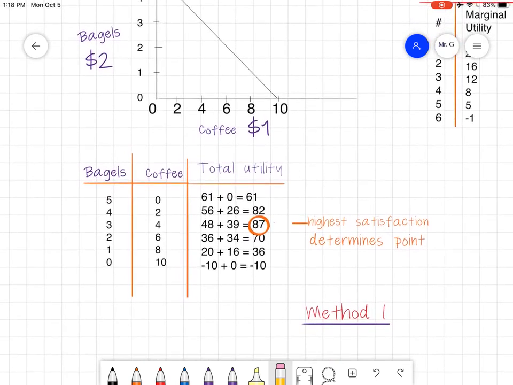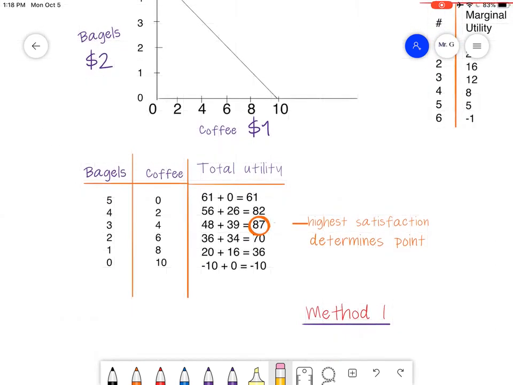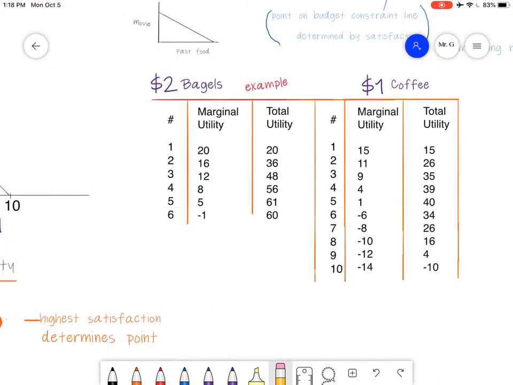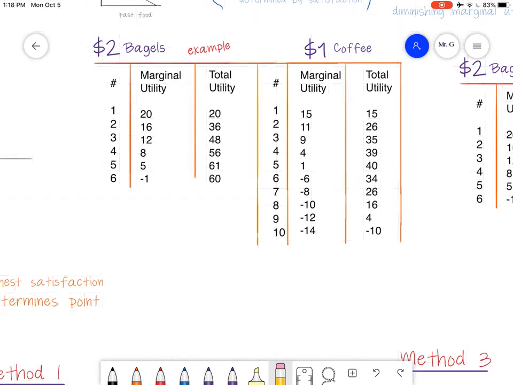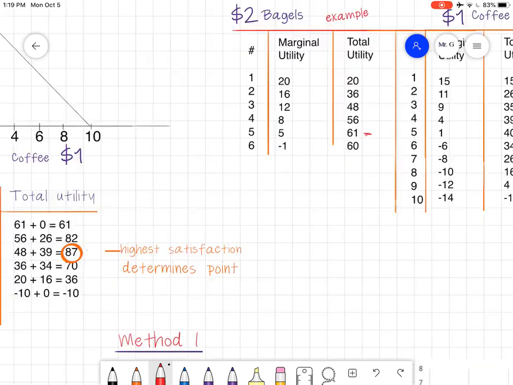Notice what I did with this here, though. I added up the total utility. So for 5 bagels and 0 coffees, which is one of the points on our budget constraint, I came up with the number 61. If we look over here, 5 bagels brings us to a point that is right here, 61 right there. And then, of course, 0 coffees. And so we know right away that our total utility is 61.